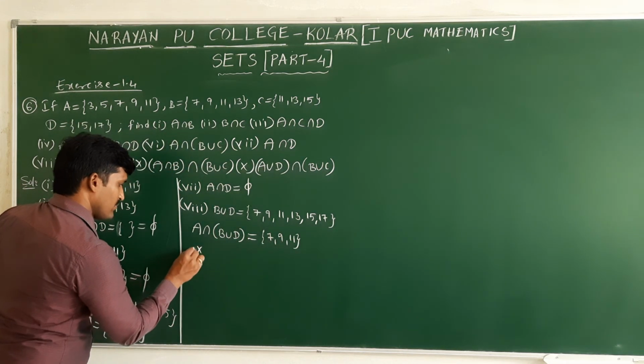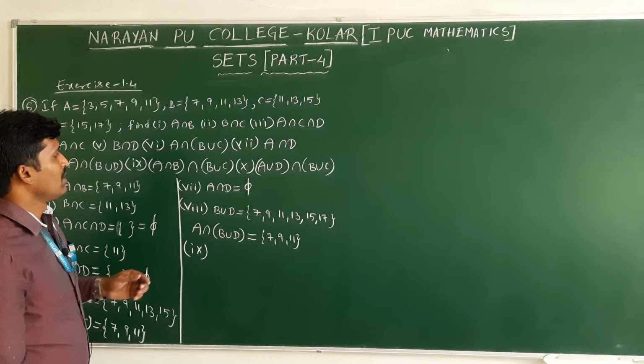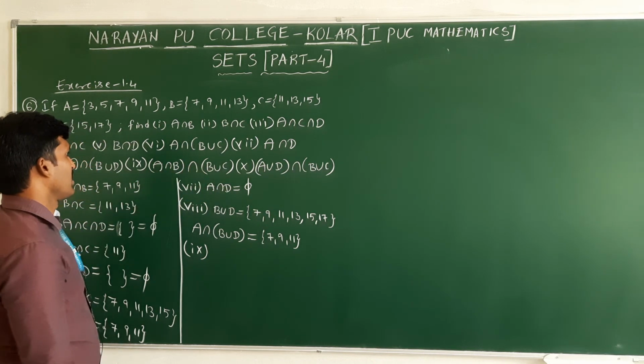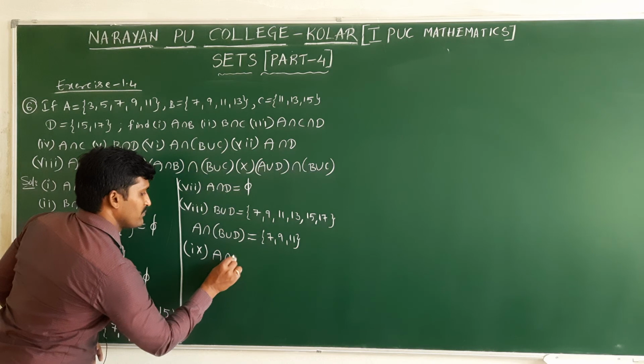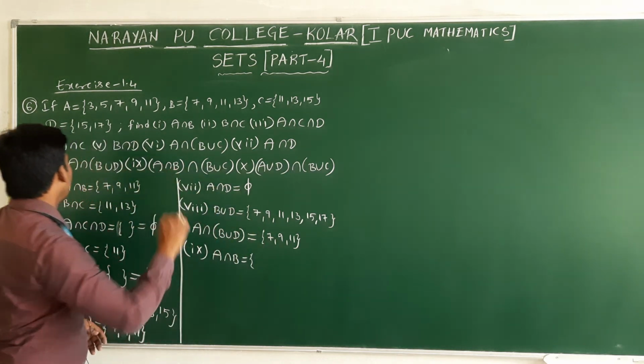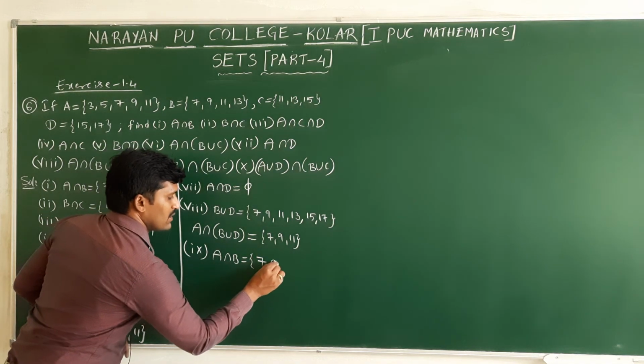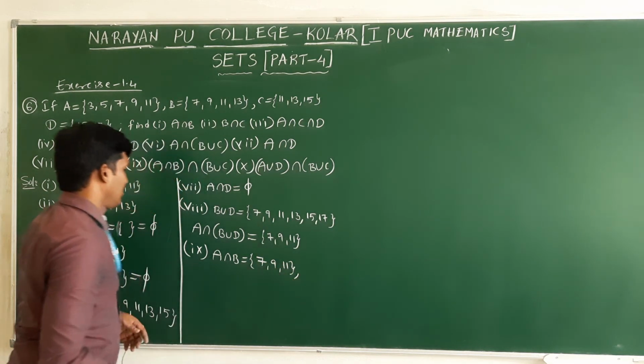Next, ninth one. What is the ninth one given? A intersection B union C. First find out A intersection B. A intersection B we already got from the first question: 7, 9, 11.